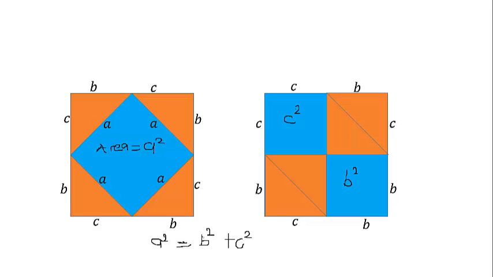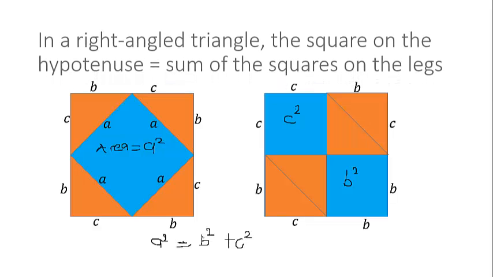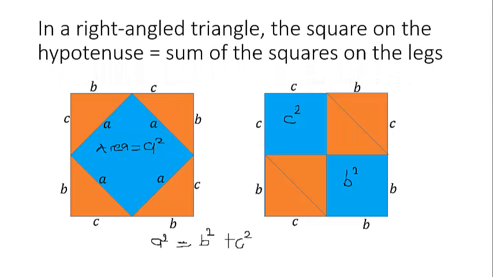So in other words, the Pythagoras theorem is saying that in a right angle triangle, the square on the hypotenuse will be equal to the sum of the squares on the legs. So this is a right angle triangle. Now the A squared is this, that is the hypotenuse. Then the B squared is one of the legs. Then the C squared is one of the other legs.